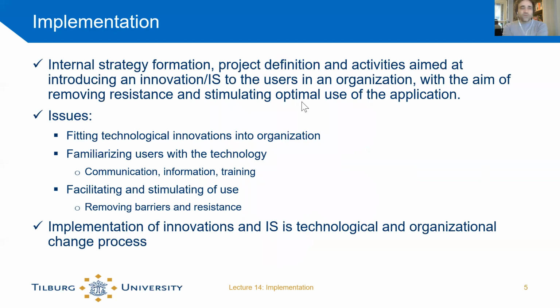Okay, so what is an implementation? Well, an implementation is formally that you define an internal strategy in your organization to introduce an innovation or an information system into an organization so that people actually use it. So basically, coming up with an idea of how you can introduce something to the users of a new technology in an organization so that people will actually use it and will not resist it. So the aim is removing resistance and stimulating optimal use.